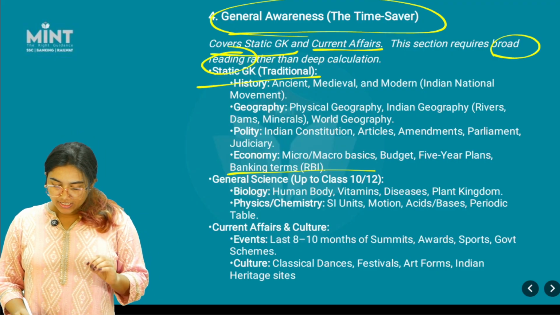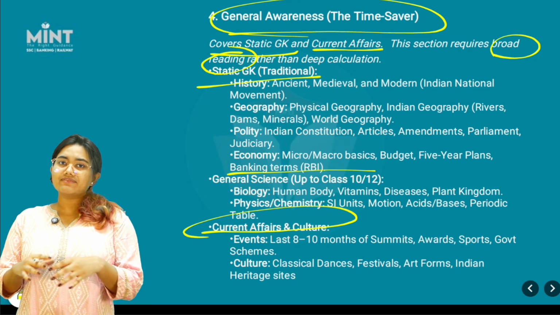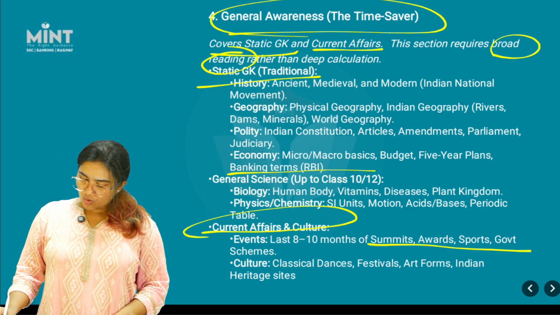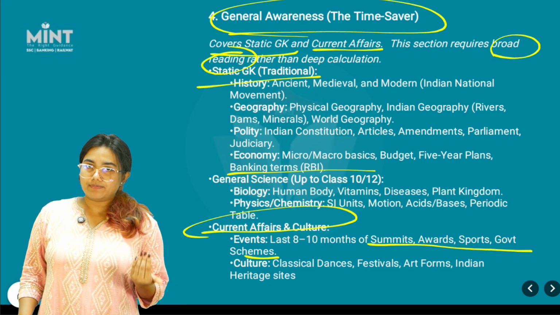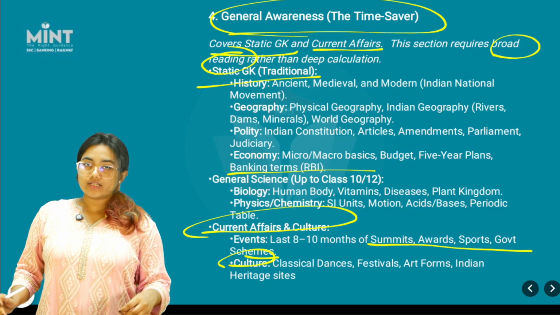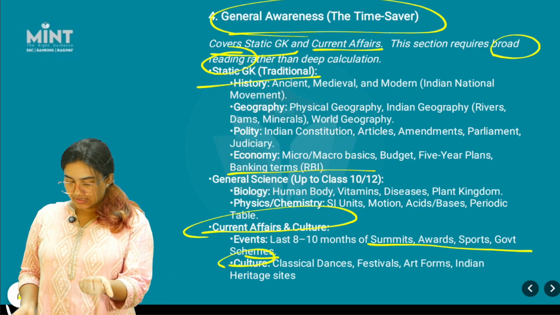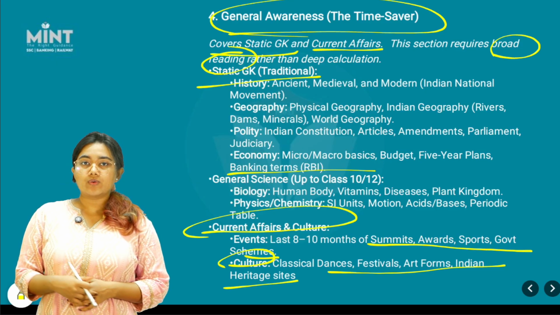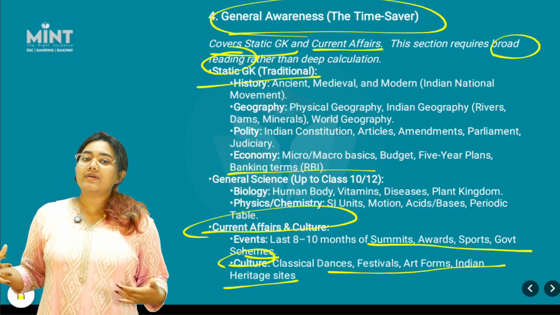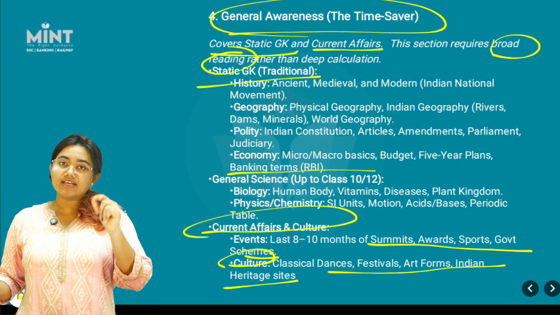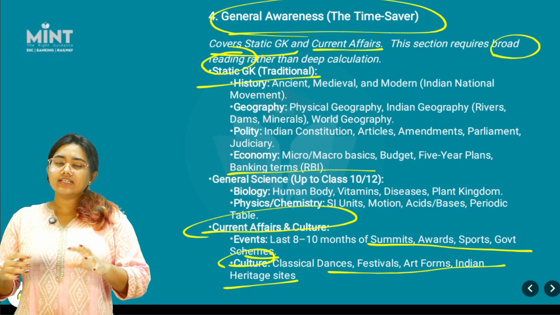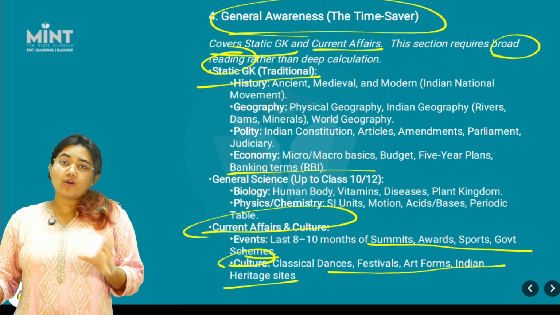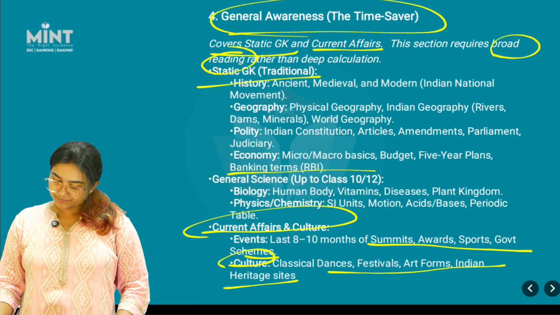Current affairs and culture, when we look at it, events of the last 8 to 10 months, about 1 year can be asked. Summits, awards, sports, government schemes, all of that can be asked. For culture, we have to focus on things like classical dances, festivals, art forms, Indian heritage sites, all of that has to be focused on. So we need a wider perspective rather than focusing on minute details when it comes to current affairs.